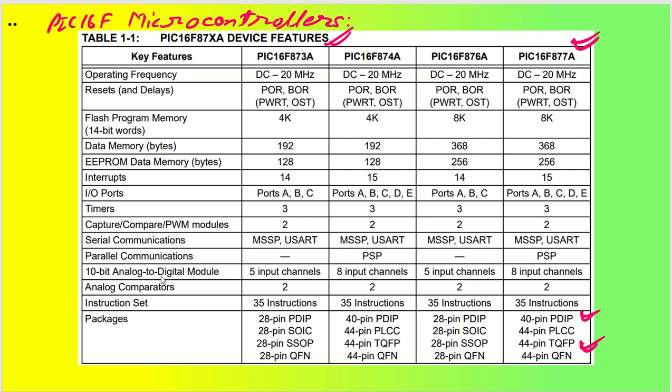Then it has analog to digital modules, a total of 8 channels are available. Analog comparators are there, 2 of them. Just 35 instructions will be required to write a complete program. And for packages, you have the 40 pin PDIP package, then the 44 pin PLCC and TQFP as well as QFN. So all these packages are available. If you want to go ahead with a bigger package, always look for the PDIP package as well as the TQFP package.